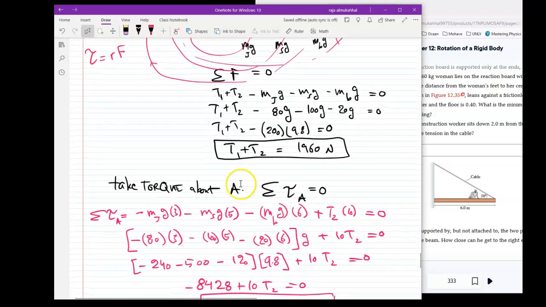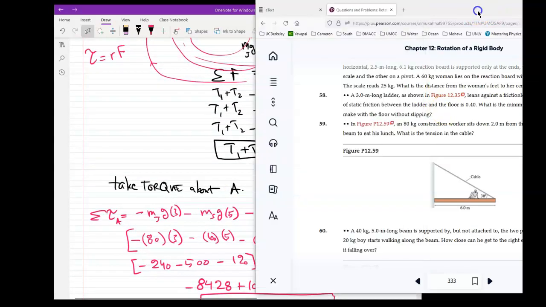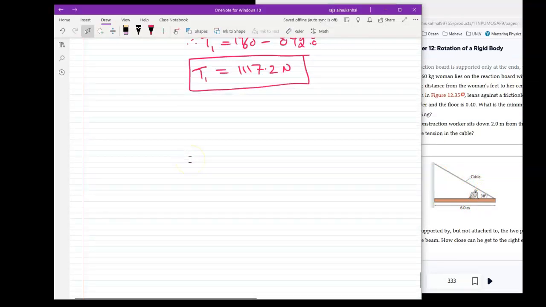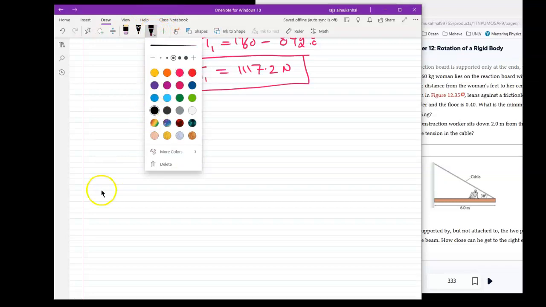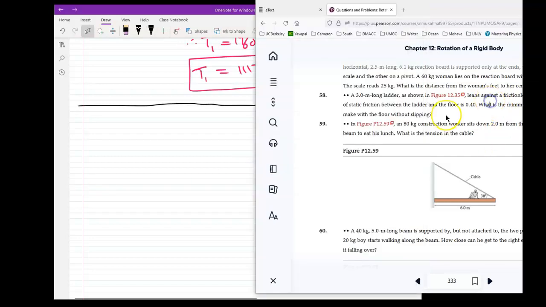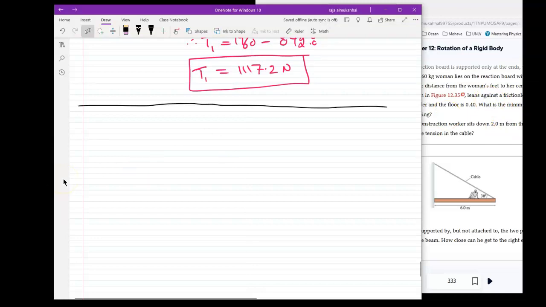All right. So let me go back to the problem that I'm working on. That's number 59, which is very similar to this one, except that we have an angle here for the force. So let me make the drawing first. So that's number 59.